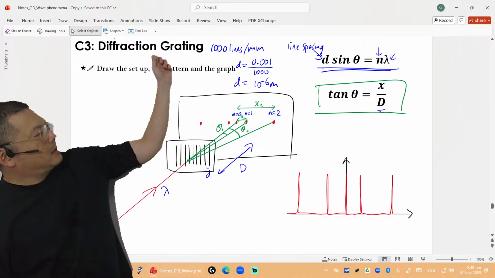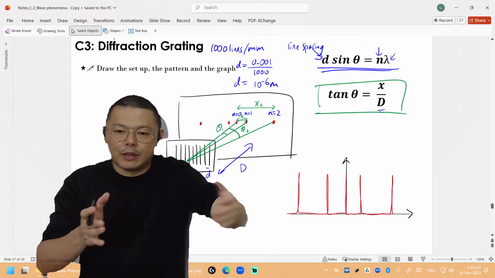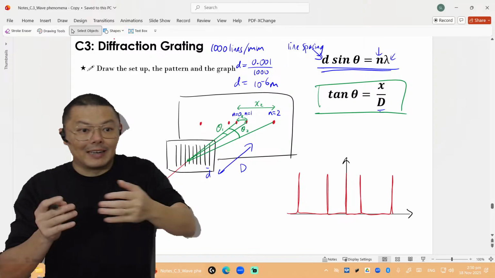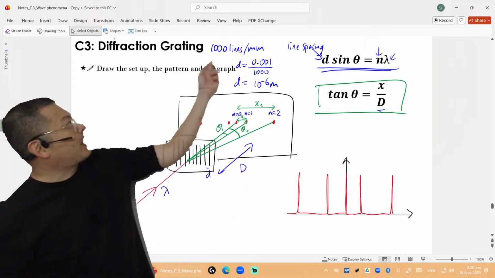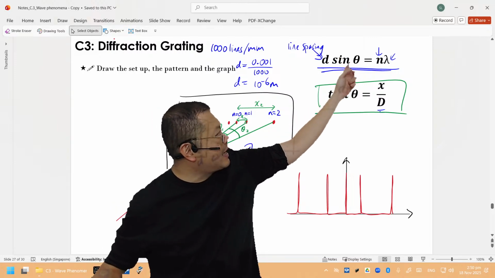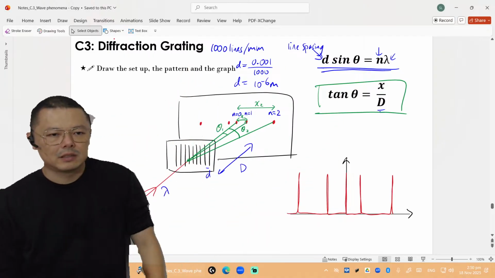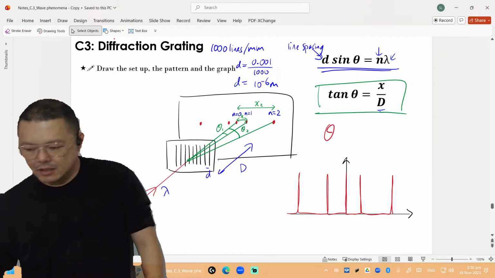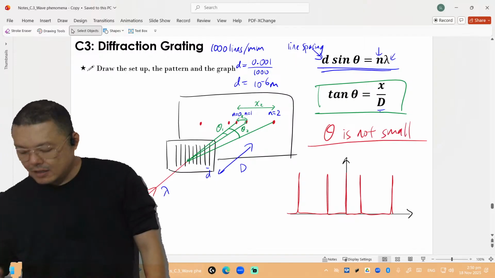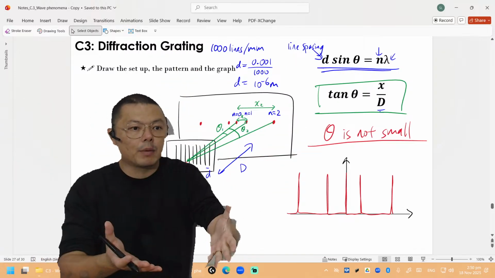For diffraction grating, the angle and the x are no longer proportional to the order. Double slit, if you're looking at the fourth order, you just multiply by 4: the x times 4 or the theta times 4. But for diffraction grating, you can't do that because the angle is no longer written as theta only. There must be sine theta and tangent theta. There's no small angle approximation for diffraction grating. Why? Because theta is not small, so we cannot do small angle approximation anymore.